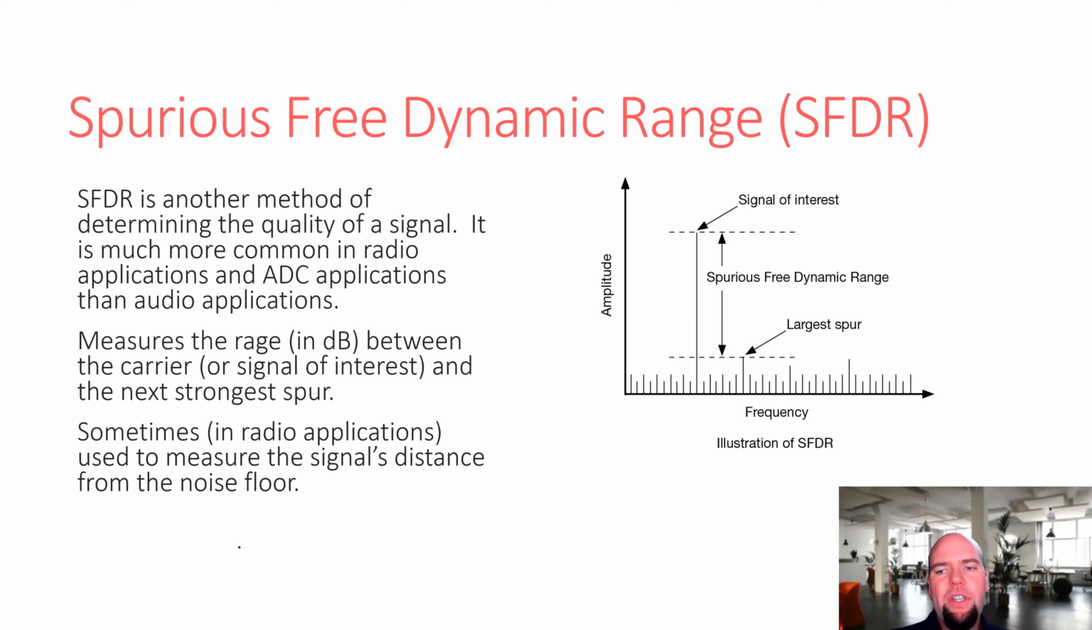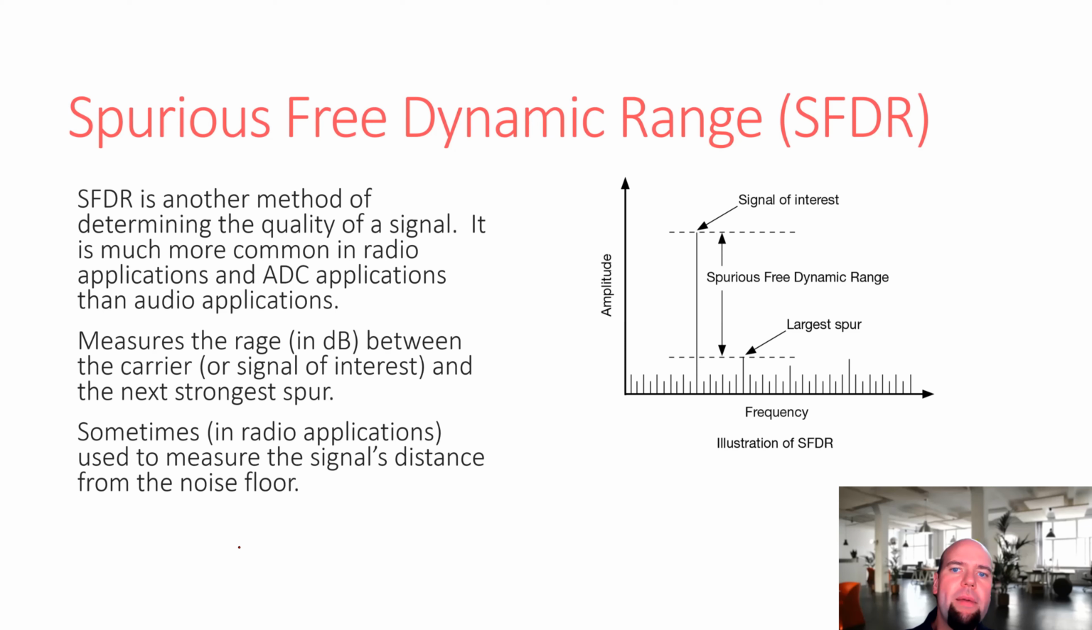Here's another one. The book doesn't really talk about this, but it's something that comes up a lot, so I want to mention it. I want you to know about it. This is spurious free dynamic range. This is another way of measuring the quality of an amplifier, or it's usually more likely used to measure the quality of a generated signal or the quality of a sampled signal.